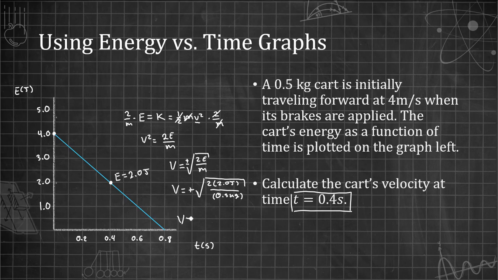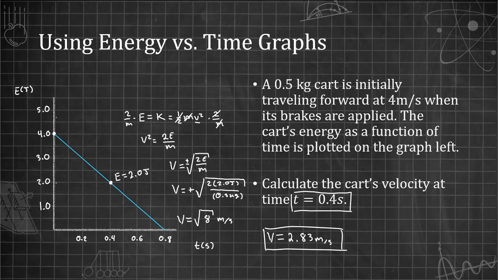Now, since we took a square root, it could be in the positive direction or the minus direction, forwards or backwards, but the problem clearly states that the cart is moving forward. So the speed would be 2.83 meters per second, and the velocity would be 2.83 meters per second in the forward direction.